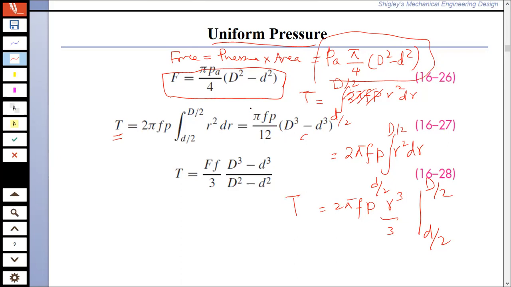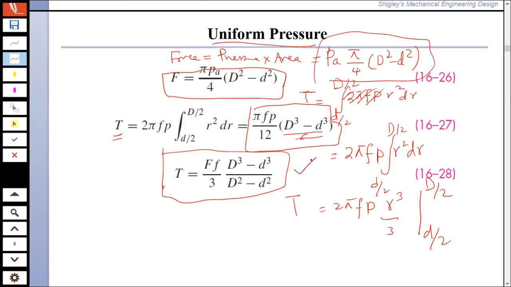My torque turns out to be pi f p over 12 times D cube minus d cube. And in terms of force I can write this as F over 3 times D cube minus d cube over D square minus d square. So what did we do? We used two models, and for those two models we found out the torque and the actuation force for an axial single plate clutch.